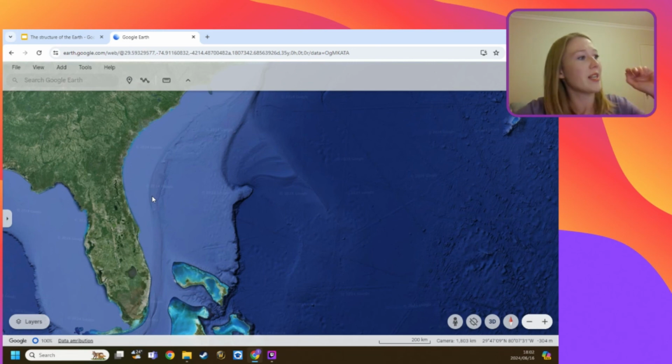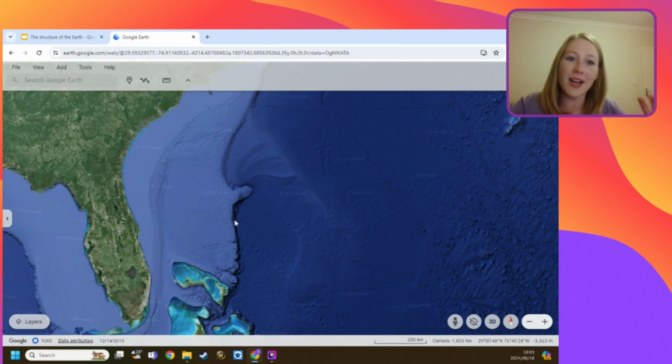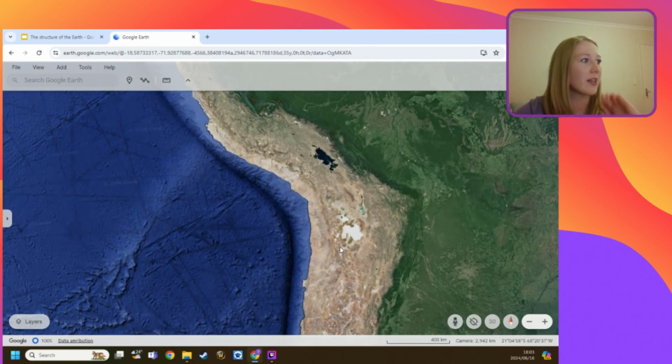But what I wanted to point out is this dark line, that dark line, that is a trench. So what that means is that the dark blue area, that's my oceanic crust, it is subducting underneath the continental crust, that is light blue. Okay, so that seems to be a little bit clearer.